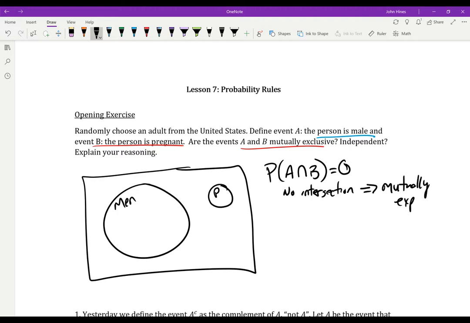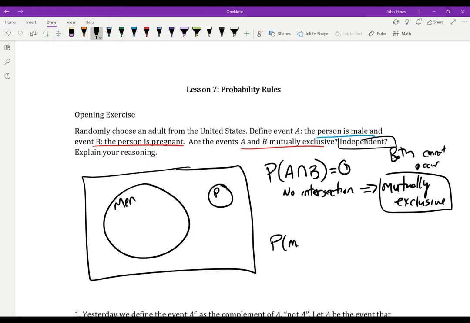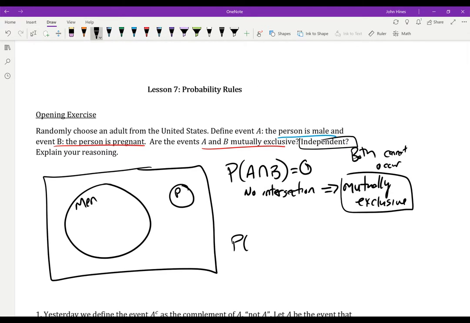Mutually exclusive means they both cannot occur. The and probability equals 0. Both cannot occur at the same time. So what does that have to do with independence? If I want to do pregnant given male, well, the formula is male goes on the bottom, so that's 50% of the world. Well, the and probability goes up top, which we just said was 0. So the probability of pregnant given male is 0.